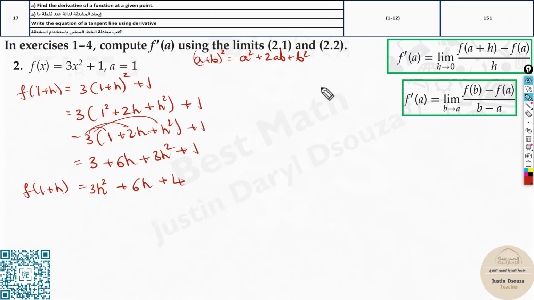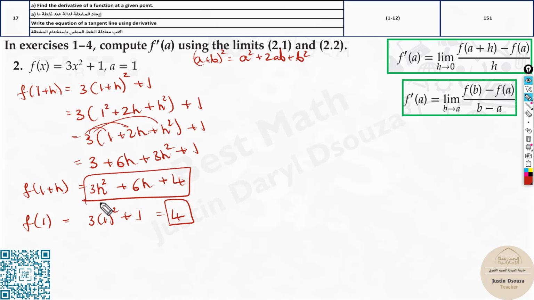Then one more thing is required. What is that? The a value is 1, so we also need f of 1 here, and that will be 3 into 1 squared plus 1. This is easy. 1 squared is 1 itself, so 3 plus 1, it's again 4. And these are the two values.